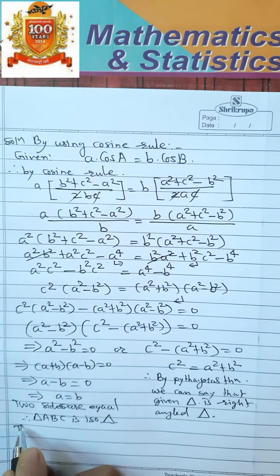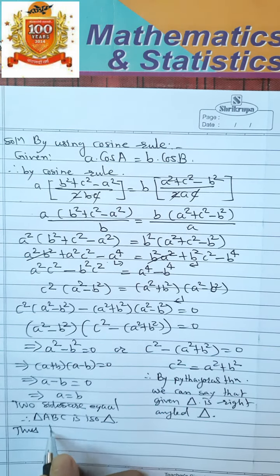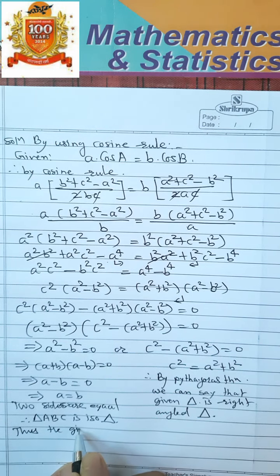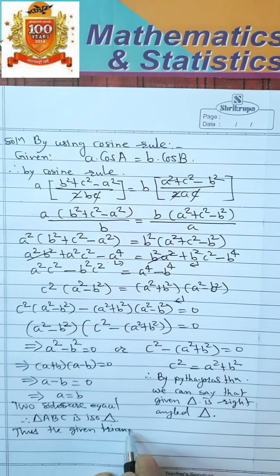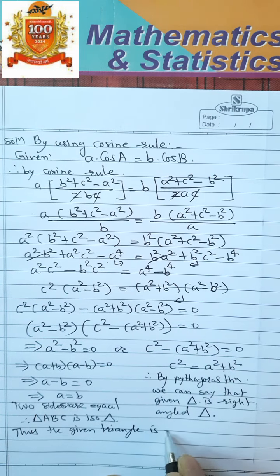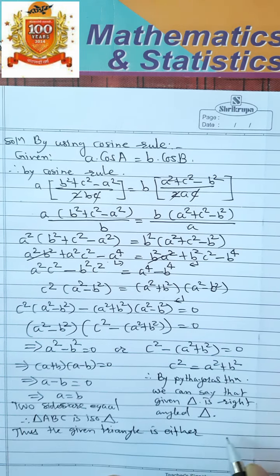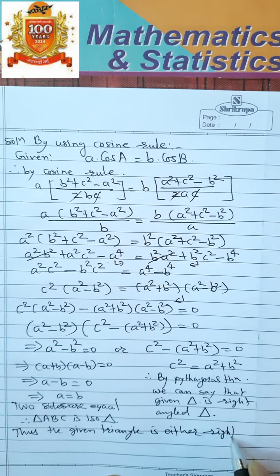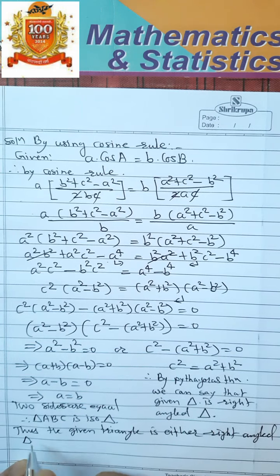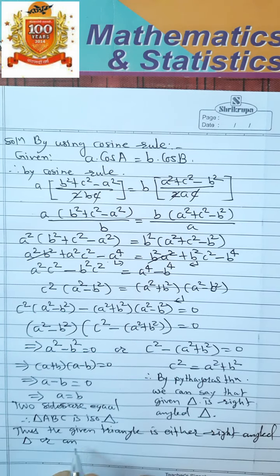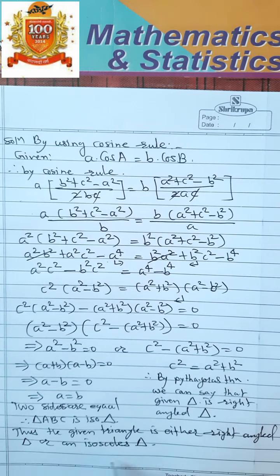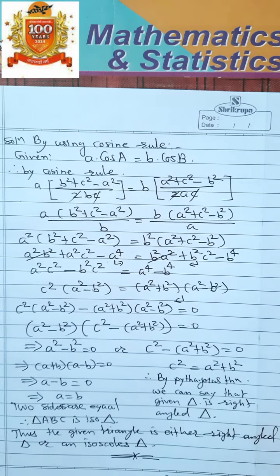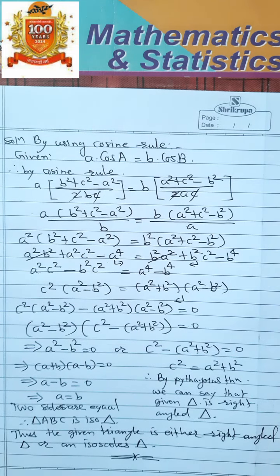Thus the given triangle is either a right angle triangle or an isosceles triangle. Hence proved. In this way we can prove this sum by using cosine rule also.